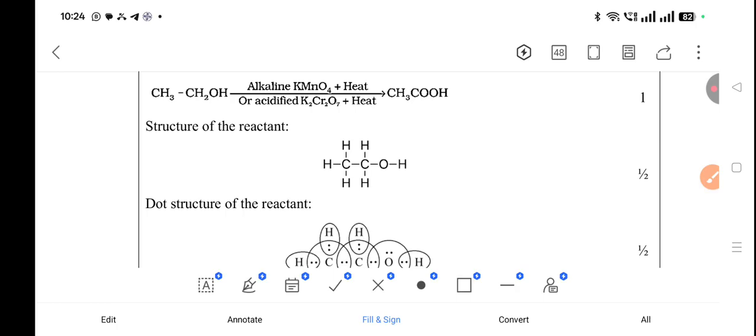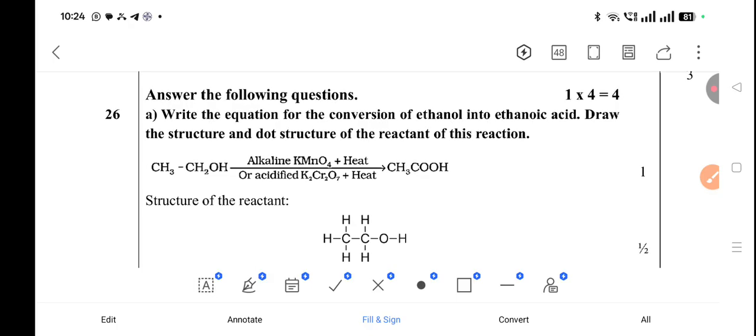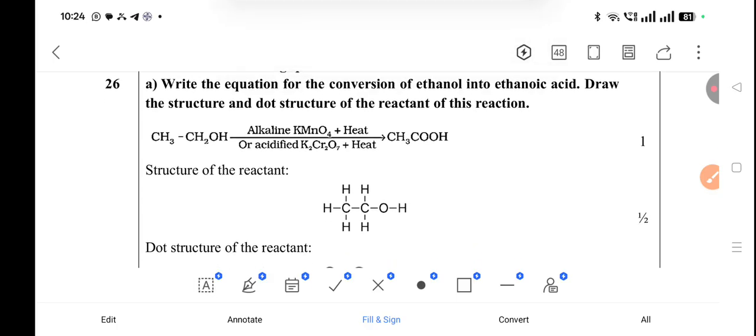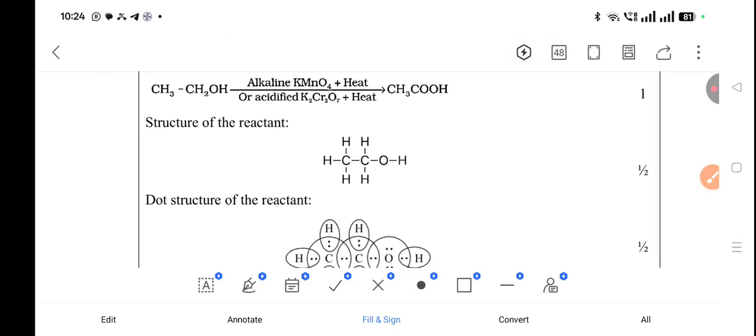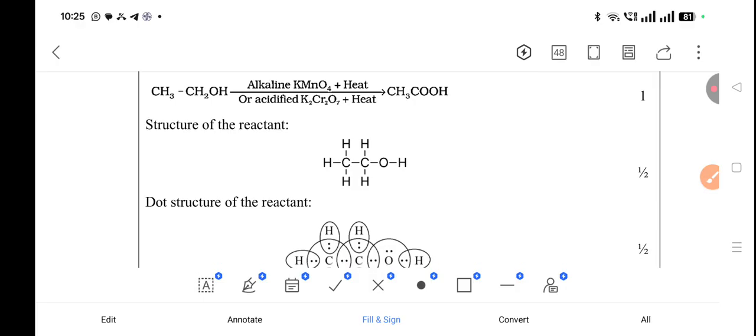CH3CH2OH. Okay, that's ethanol. Then ethanol, which one can we write? C2H5OH also. CH3OH is also an alcohol, but here we use C2H5OH.